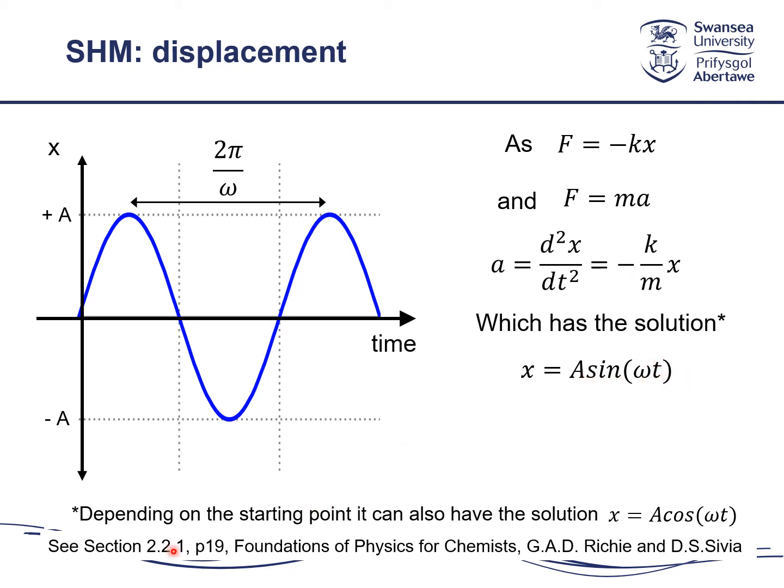This depends upon the starting point, so in this case I've described this as a sine wave. You can also describe it as a cos wave and include a variable depending on exactly where the wave starts. So another possible solution of this is x equals A cos omega t. So you sometimes see both described.